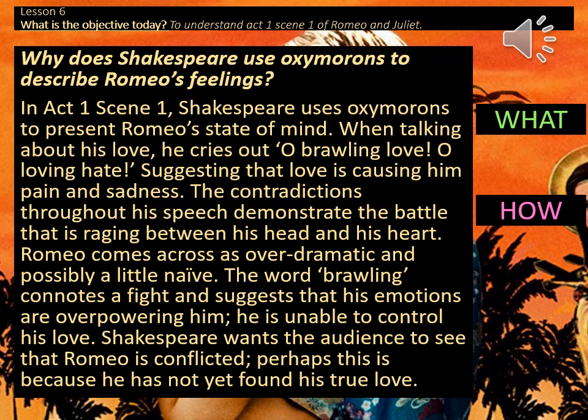Romeo comes across as overdramatic and possibly a little naive. The word brawling connotes a fight and suggests that his emotions are overpowering him. He is unable to control his love. Shakespeare wants the audience to see that Romeo is conflicted. Perhaps this is because he has not yet found his true love. So we've got that what, how, why structure, unpicking why Shakespeare has used a particular device.